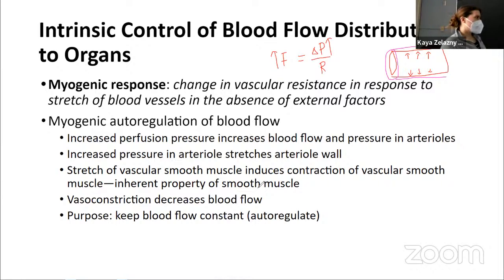So the overall purpose of these different processes, the active and reactive hyperemia, and then this myogenic response to increased perfusion pressure, is to allow us to keep our blood flow constant, but still be able to respond to local differences in what's going on in the tissue, how much oxygen we need, how much CO2 buildup we have.